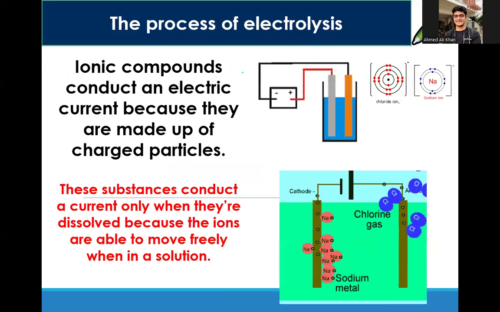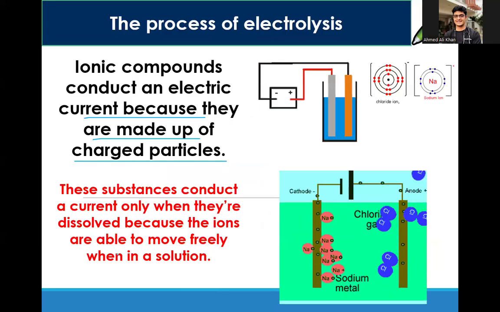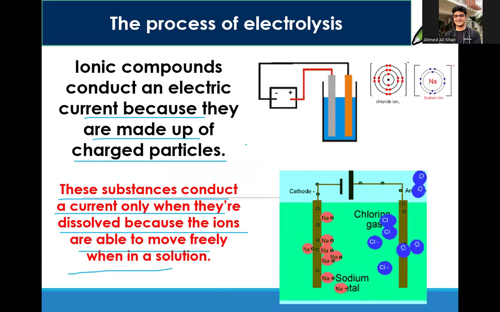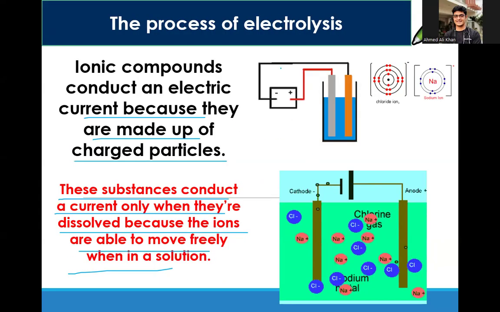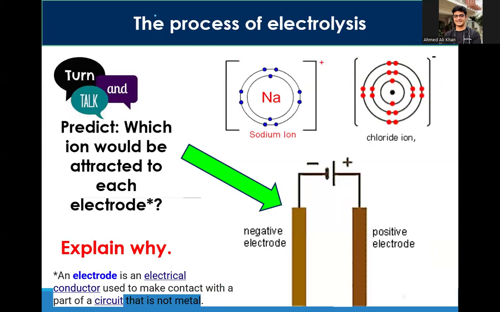Now, ionic compounds conduct an electric current because they are made up of charged particles, and that's why they can be electrolyzed, right? And these substances conduct a current only when they are dissolved because the ions are able to move freely in a solution, right? So you have to actually dissolve the table salt in water for sodium chloride to conduct electric current and for the process of electrolysis to start. Okay, so the process of electrolysis.